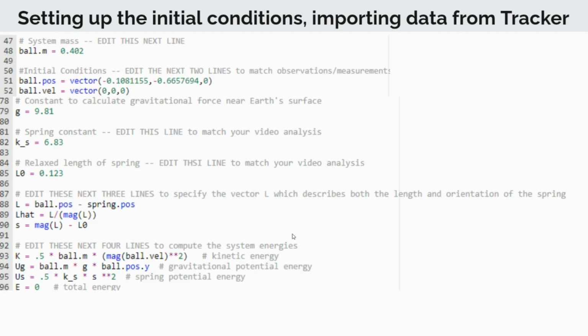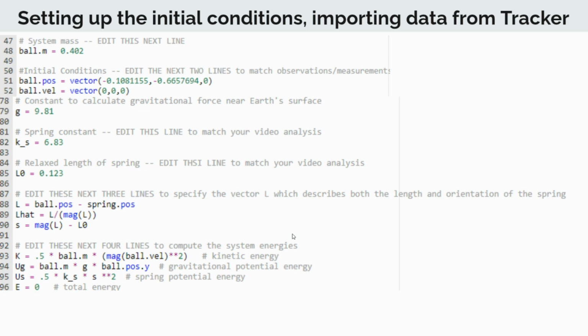So setting up our initial conditions and putting them into GlowScript, we have our data from Tracker, and we have our ball, starting with our ball mass. Then we go into our position of the ball. The ball is our mass in this scenario. So here's the data that we got from Tracker, and we just went and put it into the vector, and then we imported the spring constant, and the relaxed length of the spring, it was measured to be 0.123.